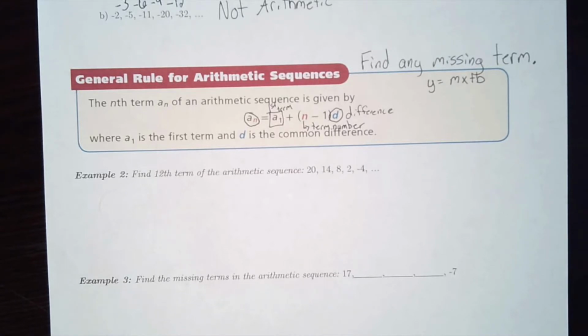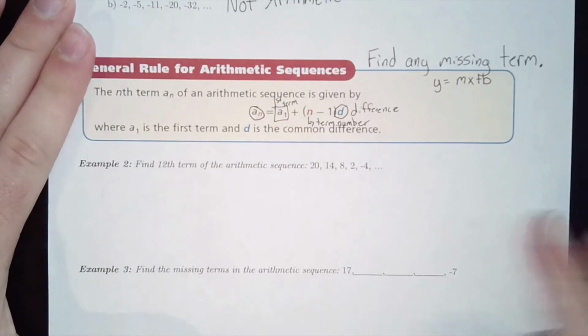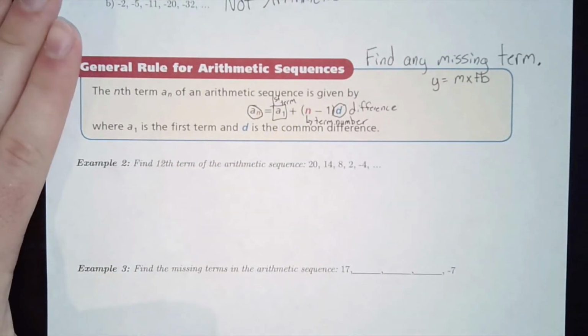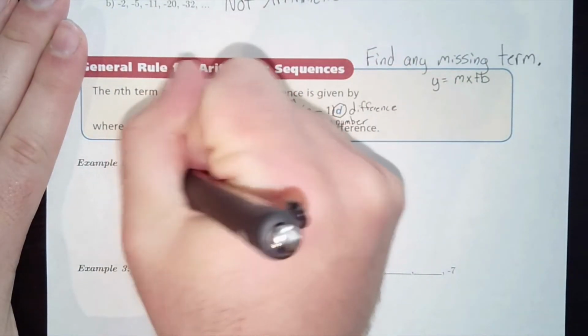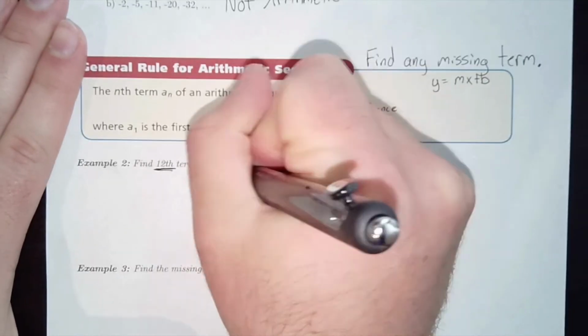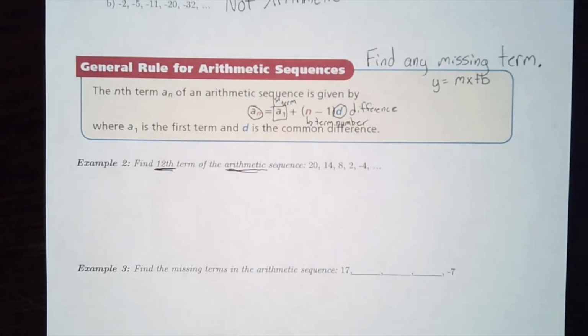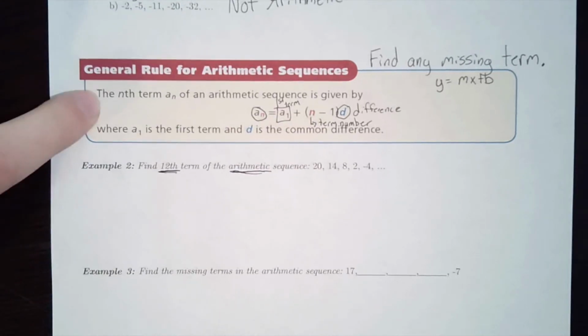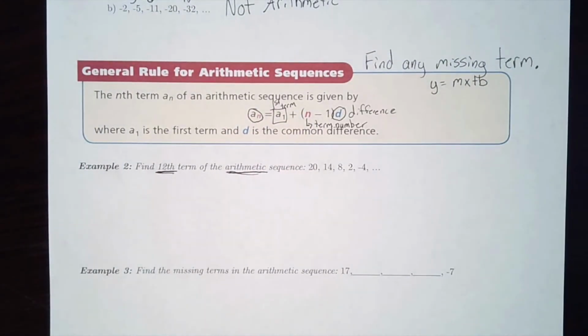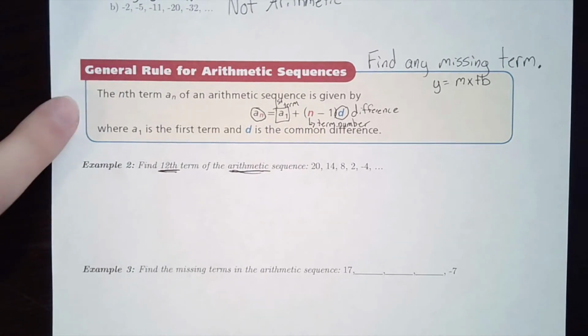Okay, so let's explain what I mean there. If I look at number 2 here, I want to find the 12th term. So I'm trying to find the 12th term of the arithmetic sequence. I do know it's arithmetic, and that's really important because if I'm not told that it's arithmetic, I cannot use this equation. So I have to be told that it's arithmetic. Once I do, I'm good to go with this equation.